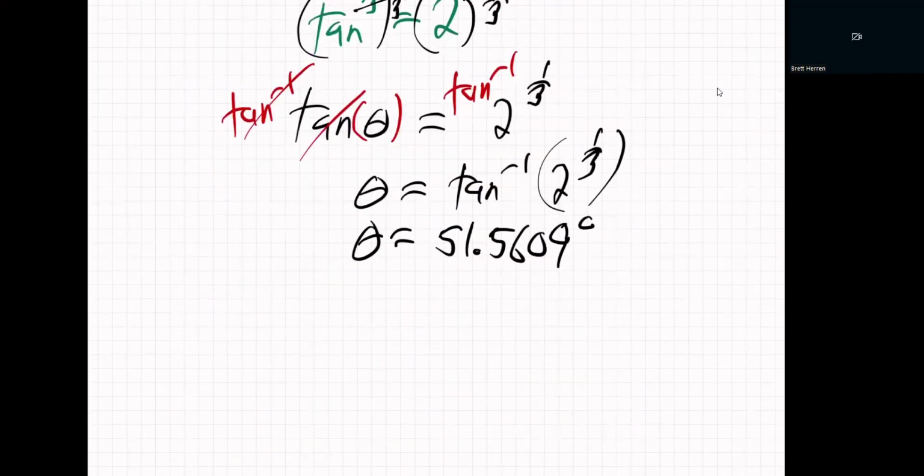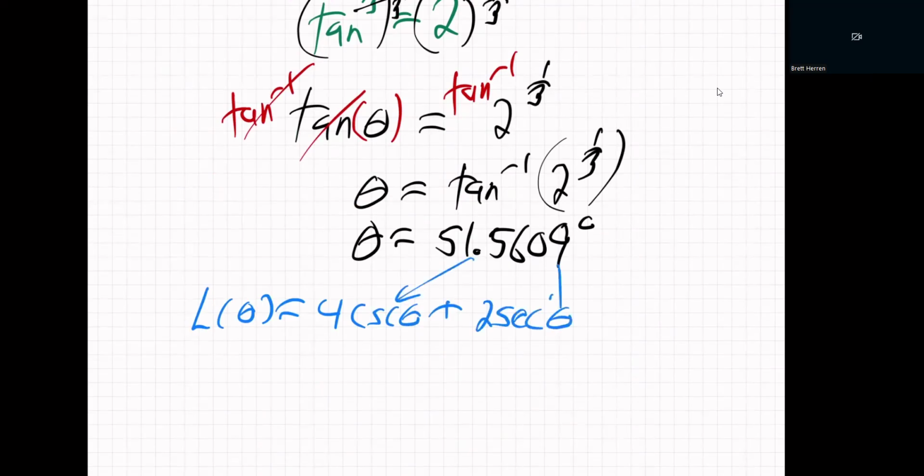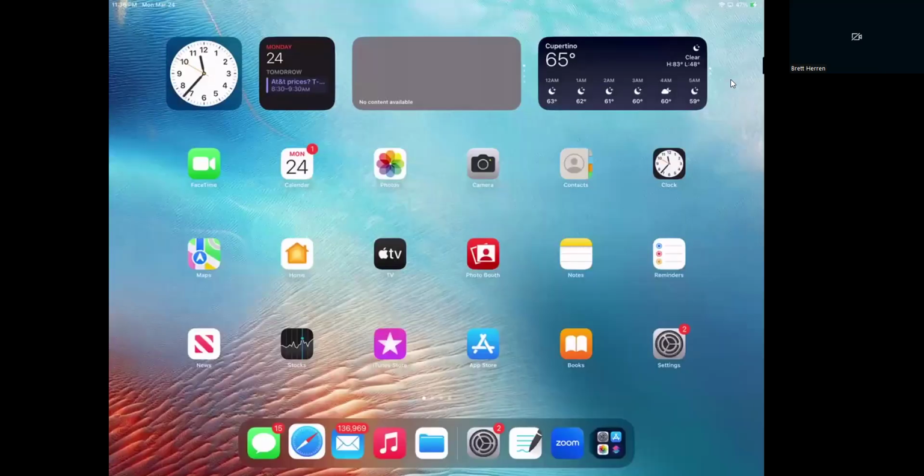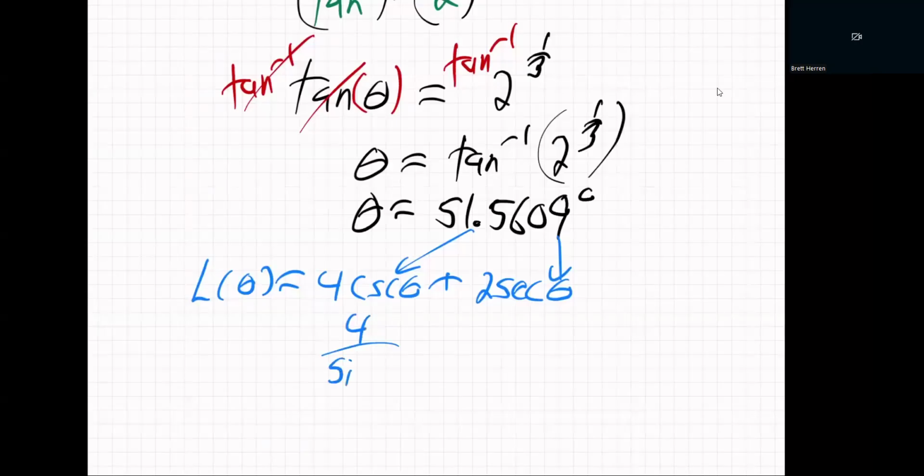So the length of the ladder is 4 cosecant plus 2 secant of that angle. Just plug in that angle. They don't have cosecant on the calculator, but you could type in cosecant if you want. I'm going to go 4 over sine theta, remember? And that's 2 over cosine theta, and I'll plug into there and into there.